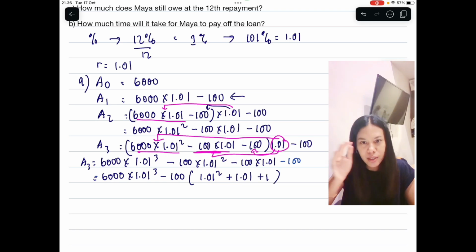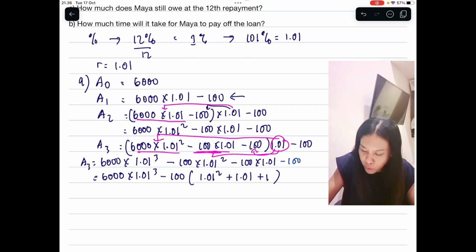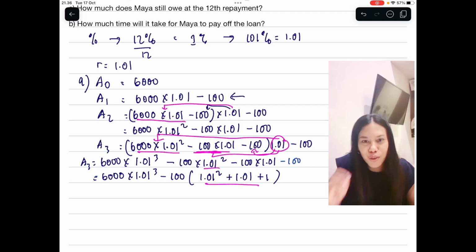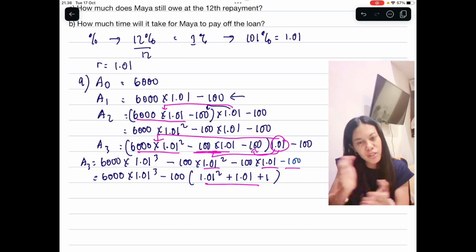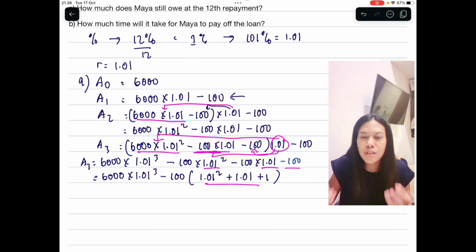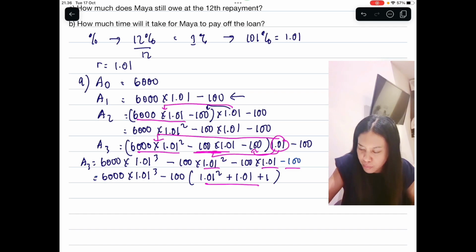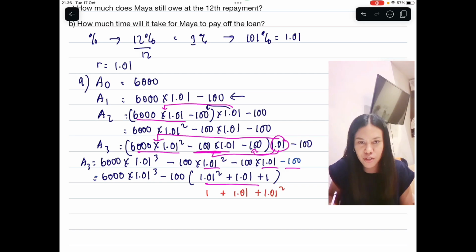Okay, so I take out the common factor, and the one inside the bracket is actually these. Can you see what I'm highlighting? Okay, so I got that. Then I'm going to reverse the position. Why do I have to do that? Because it will make it easier. This is going to be 1 plus 1.01 plus 1.01 squared. If you see, it's the same thing, I just reversed the position.